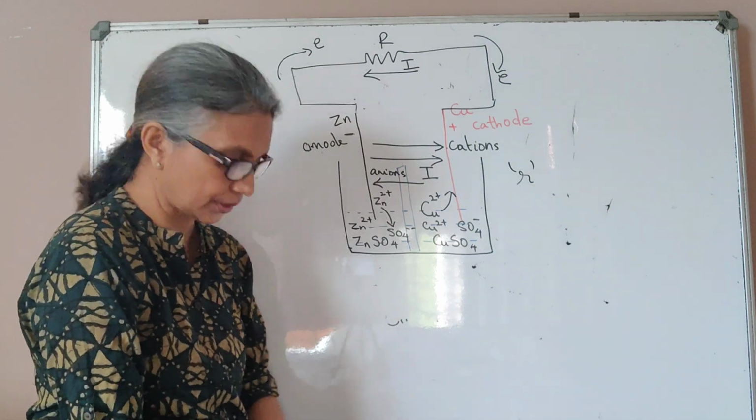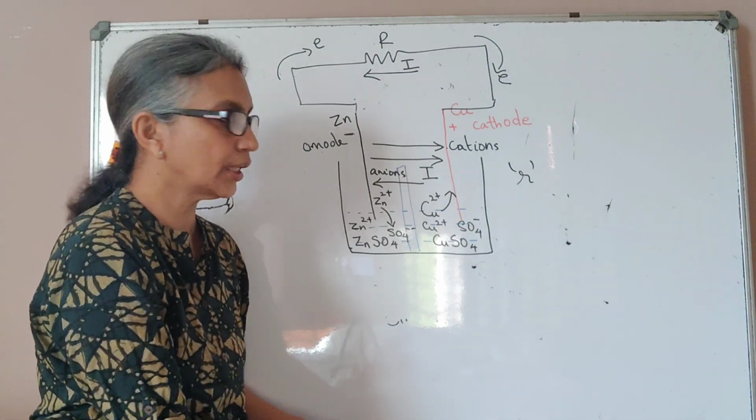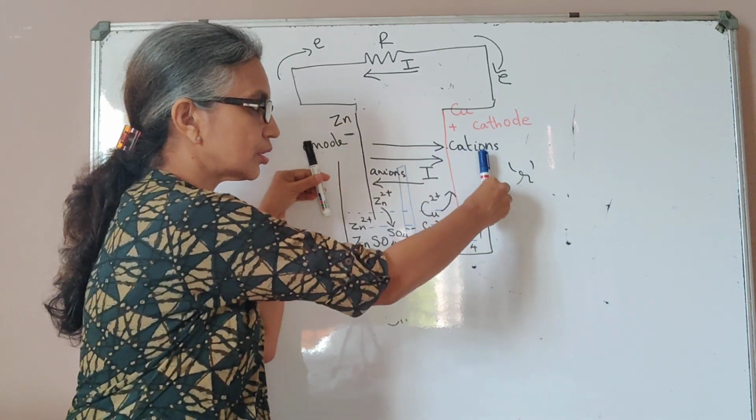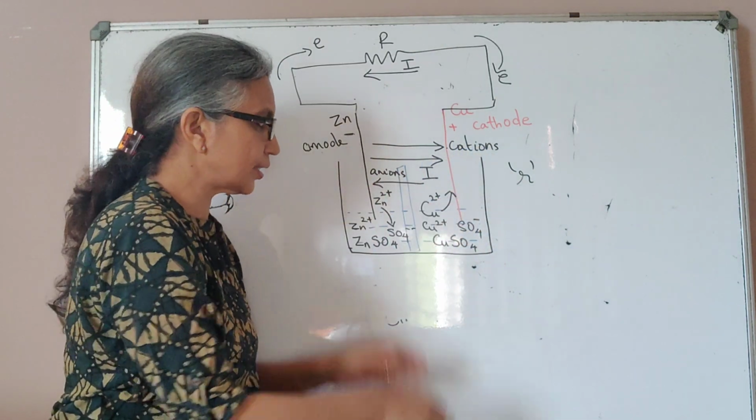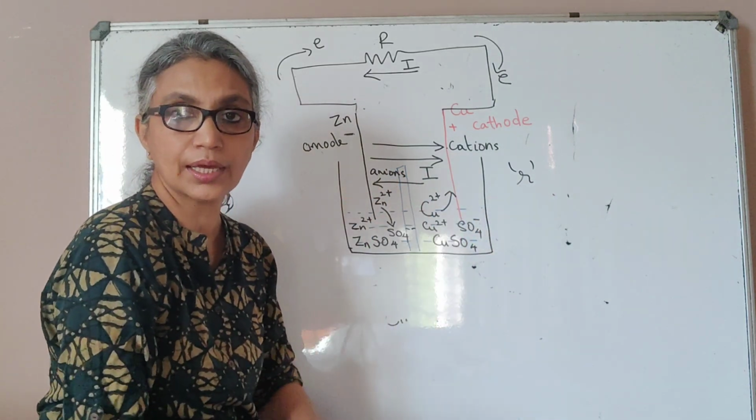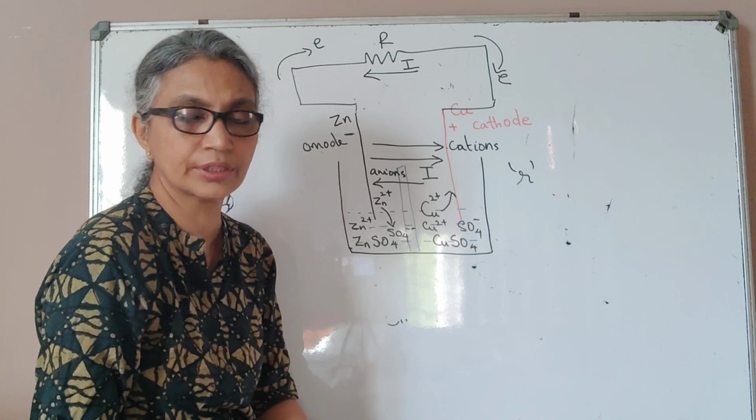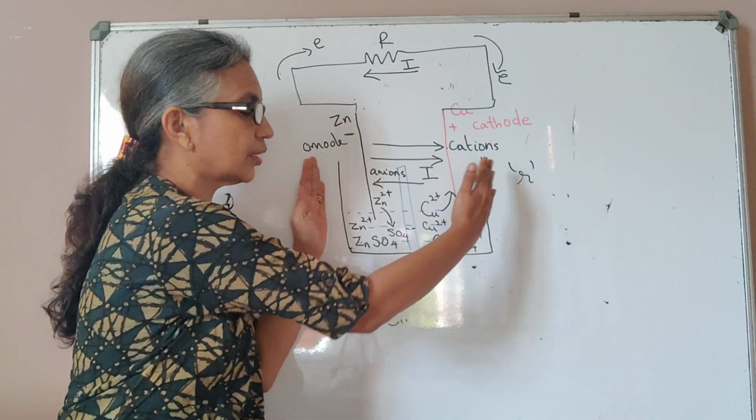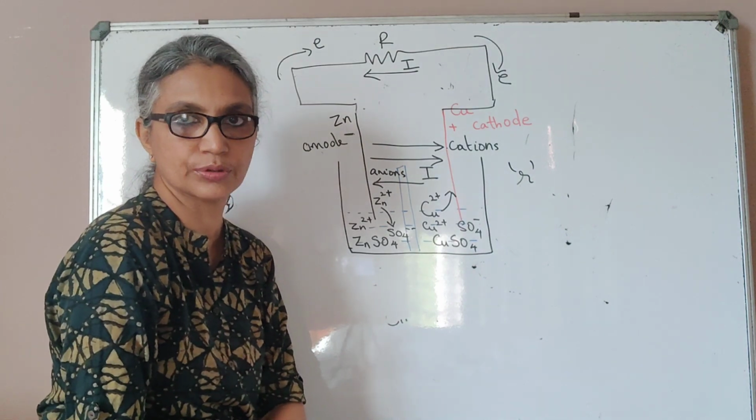Another factor that determines the internal resistance of the cell is the distance between the two electrodes. Because if you have a larger distance between the two electrodes, as these ions are crossing over, a greater number of collisions will take place, and that means more opposition is offered, and therefore there will be an increase in the internal resistance if there is an increase in the distance between the electrodes.